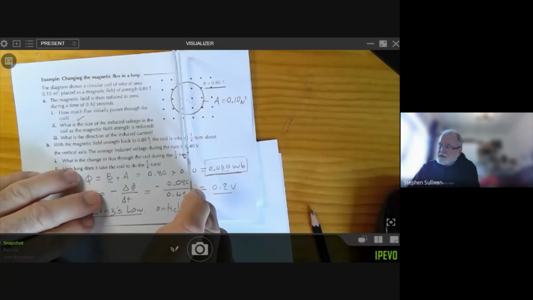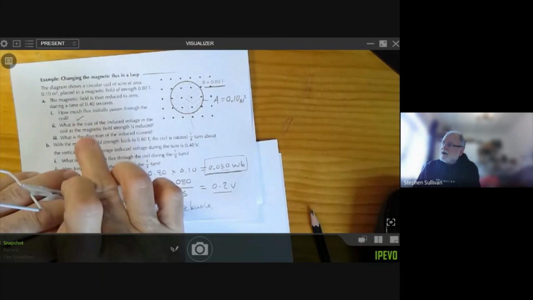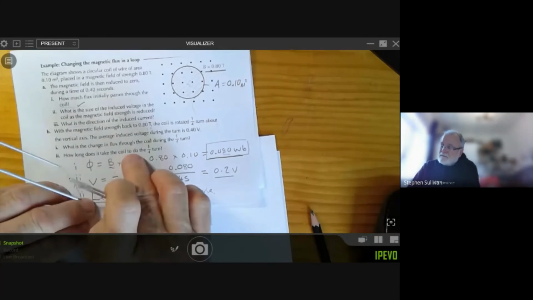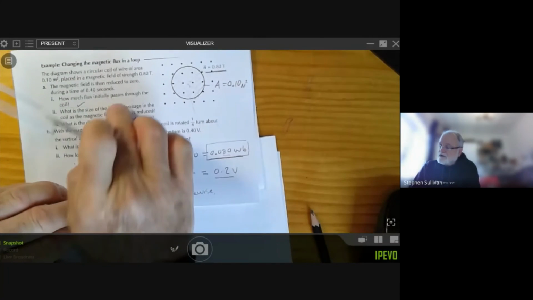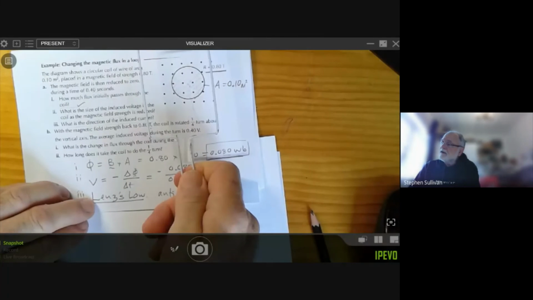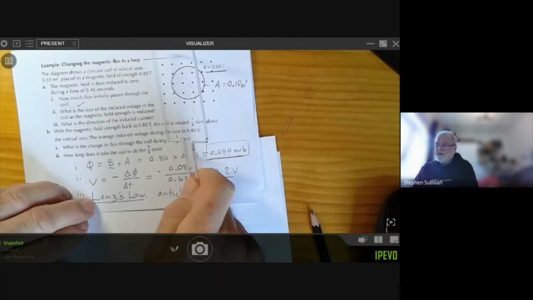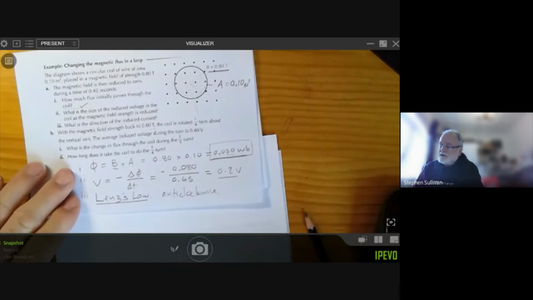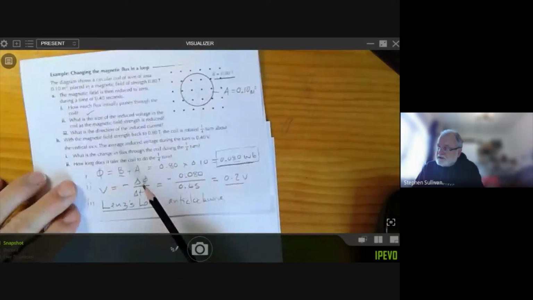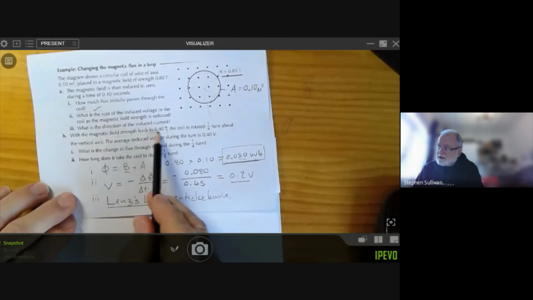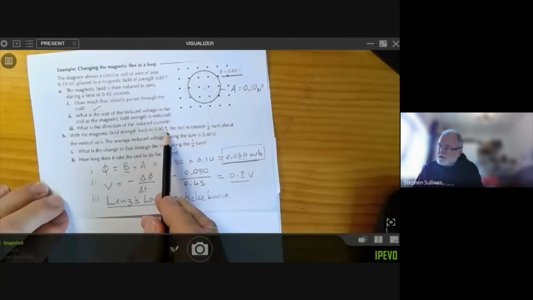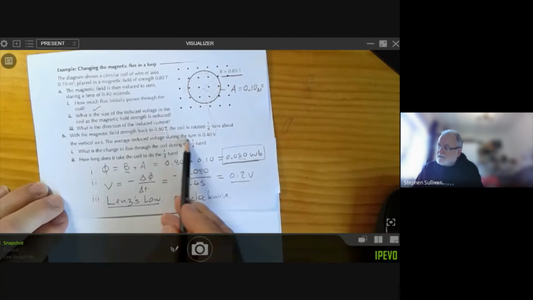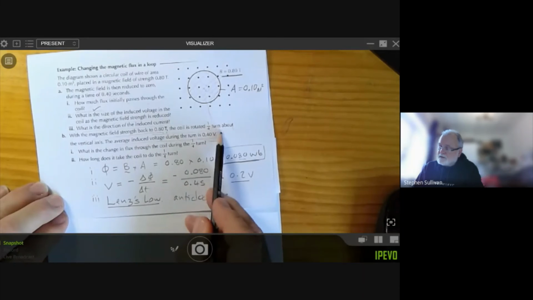So the first question, the magnetic field is changing. The second question, the area is changing. In both cases, what's changing is the magnetic flux. That's why flux is more important again than magnetic field strength. So second part, with the magnetic field strength back to 0.8 Tesla, the coil is rotated a quarter of a turn. The average induced voltage during this time is 0.4 volt.